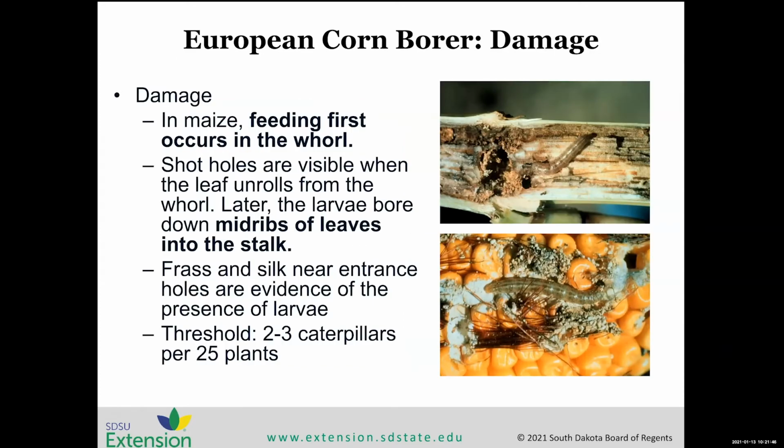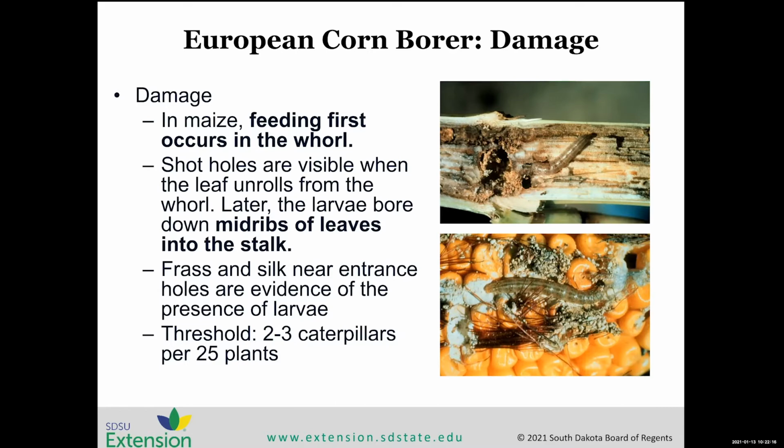So, damage from the corn borer. In maize, the first instar feeding first occurs in the whorl. Shot holes are visible when the leaf unfurls from the whorl. There is a picture of what that looks like later on in the presentation. They only chew one hole through that whorl, but when the leaves unfurl, you get a line of holes. It kind of looks like shotgun BBs went through.